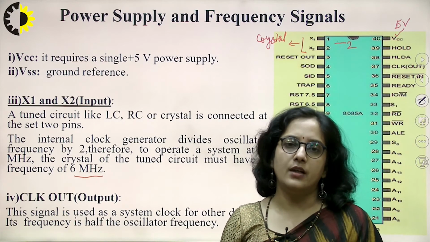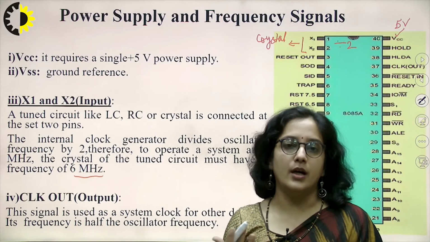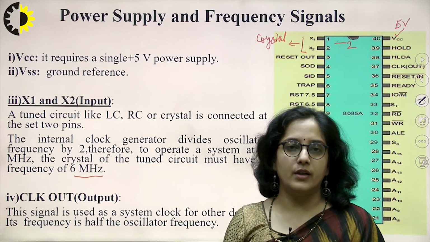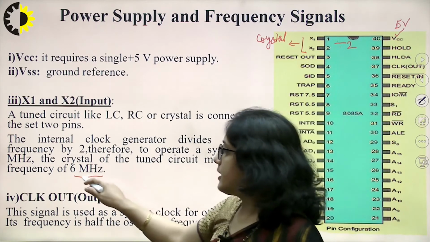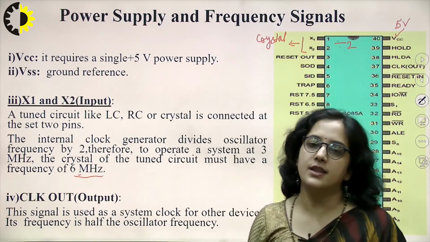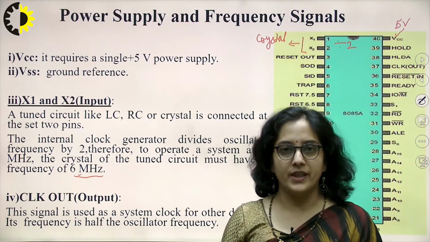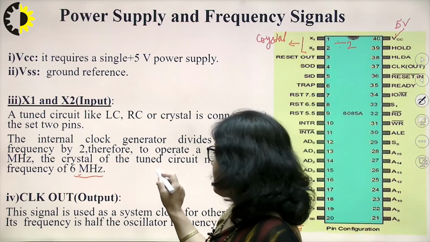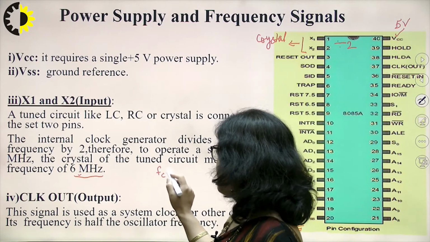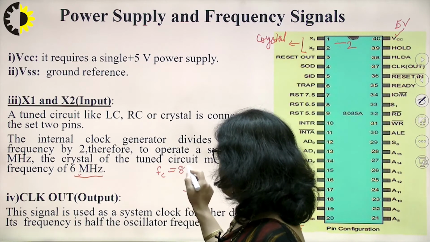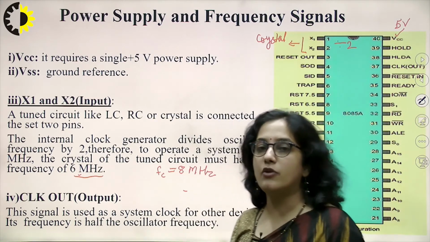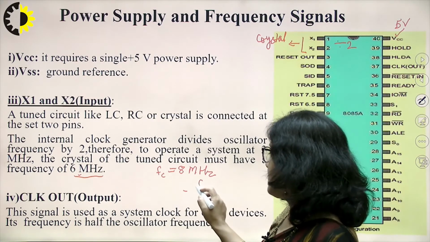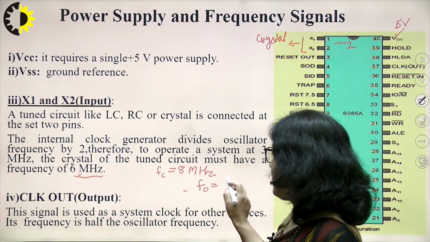So we need a crystal of 6 megahertz or above, and this is the reason why the crystal frequency is double the operating frequency. Or you can say if it is given that FC is 8 megahertz, that is, the crystal frequency is 8 megahertz, then the microprocessor operating frequency will be FC by 2.